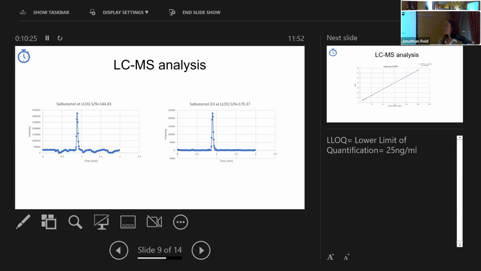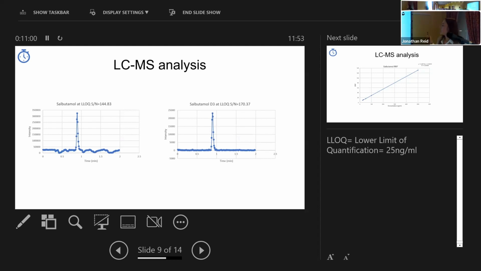So these are the results that I got from my LCMS analysis. I plotted the chromatogram of my salbutamol at the LLOQ, the lower limit of quantification. In my case, what I achieved is 25 nanograms per mL. The guideline says the signal to noise ratio needs to be above 10, which is good. Both my salbutamol and salbutamol D3, my internal standard, are above 10.